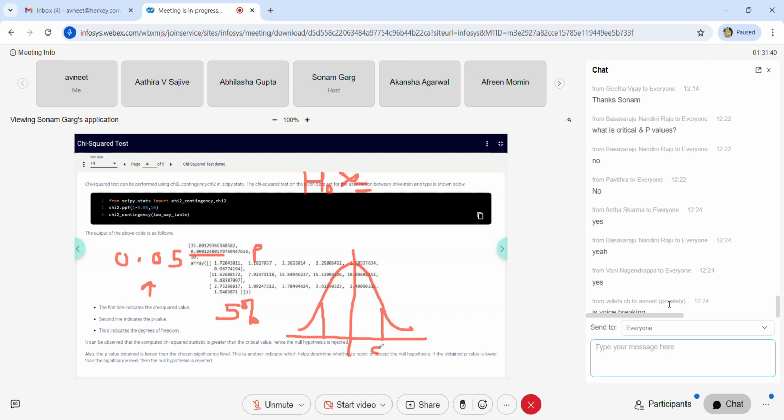Let's say this is my chosen significance level, that is P. And here also it is two-way actually. If my P value comes less than this, that means my P value will lie somewhere here. It is very less than my chosen significance level. If your P value lies here or here, that means you can reject the null hypothesis.